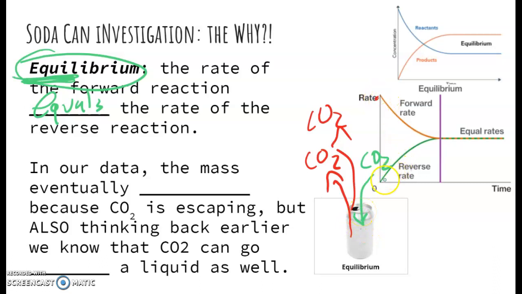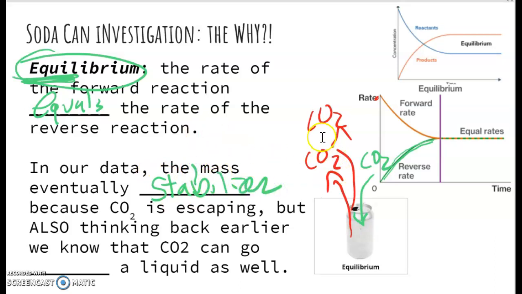So our reverse rate and our forward rate. All that means is eventually our mass stabilizes, because even though carbon dioxide is escaping, carbon dioxide is also going into our liquid. So when the rate of carbon dioxide leaving our soda is equal to the rate of carbon dioxide going into the soda, that's when we've reached this thing called equilibrium, and the concentration is going to look the same. So our mass is going to stay constant at that point.